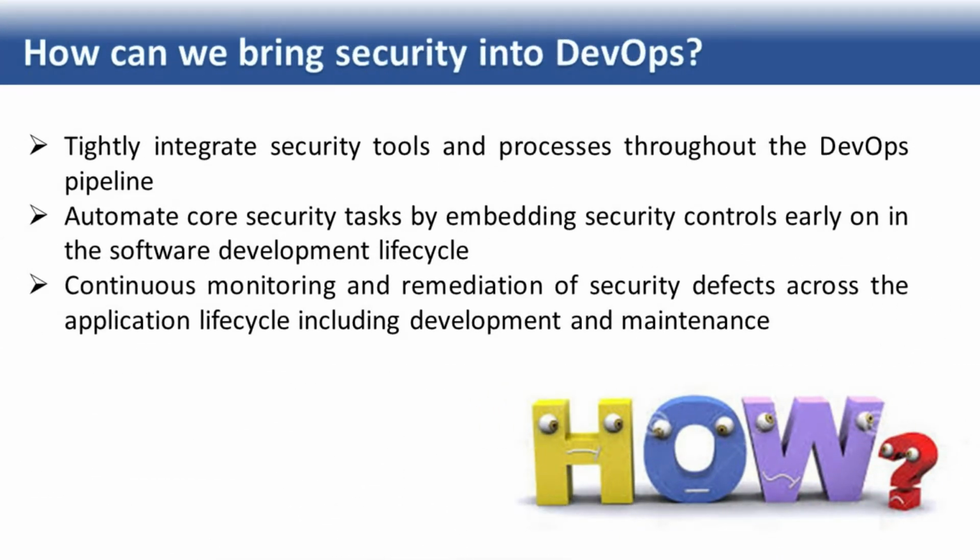How can we bring security into DevOps? Tightly integrate security tools and processes throughout the DevOps pipeline. Or automate core security tasks by embedding security controls early on in the software development lifecycle. And also we can do continuous monitoring and remediation of security defects across the application lifecycle, including development and maintenance.